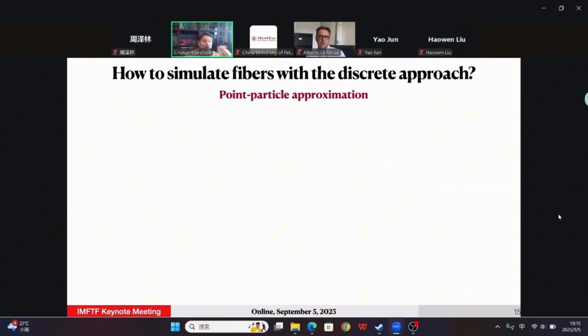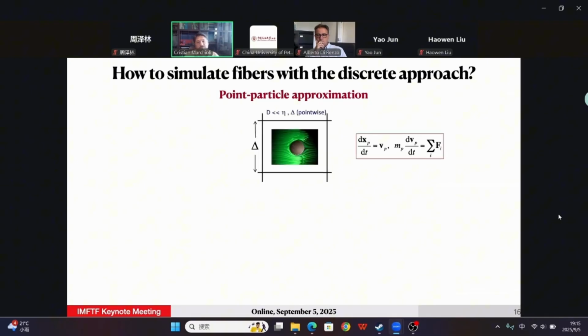Now, how can we simulate fibers that are flexible using this discrete approach? We make an approximation, and this approximation is the well-known point particle approximation that has been widely adopted in Lagrangian simulation of particle-laden flows, in particular spheres. Now we are trying to use it for elongated objects in the turbulent flow.